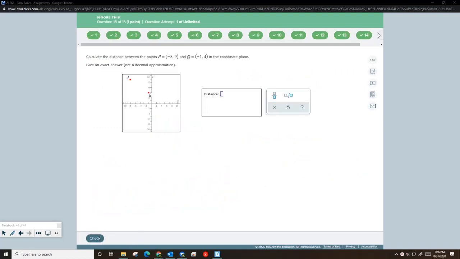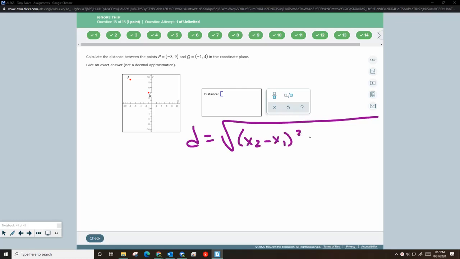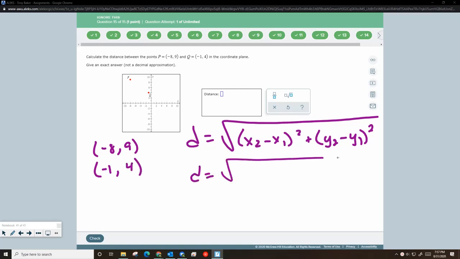All right. The last problem is one of those little oddball topics that's in the first section. I think this part had to do with a lot of people messing up the square root. So the distance formula is the square root of x2 minus x1 squared plus y2 minus y1 squared. So my points in this problem, I've got negative 8, 9, and negative 1, 4. So I'm just going to plug those in. So I've got negative 8 minus negative 1 squared plus 9 minus 4 squared.